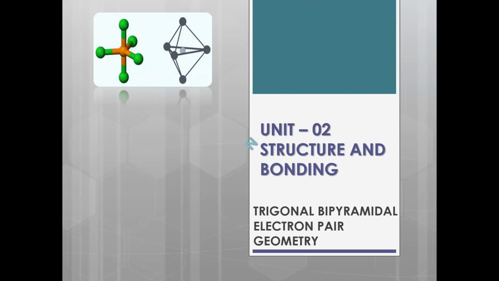This is Najmunisha Ashab. I'm going to explain how the trigonal bipyramidal electron pair geometry makes an impact on the structure and bonding. Let's move on to the chapter.